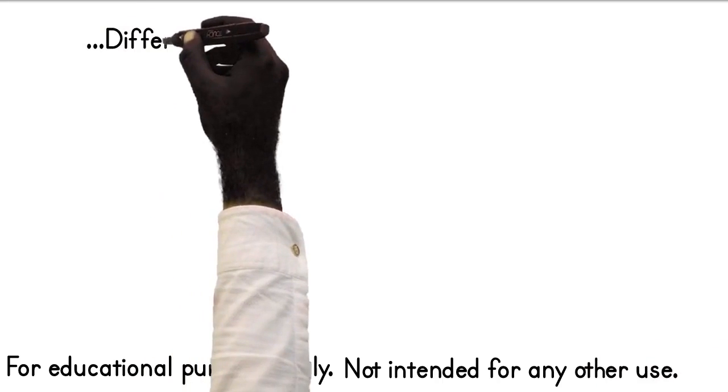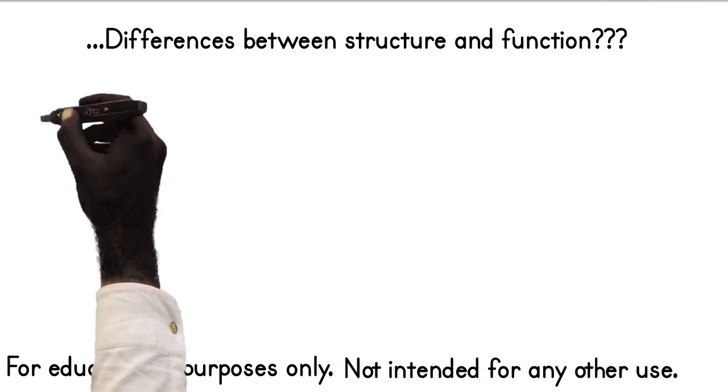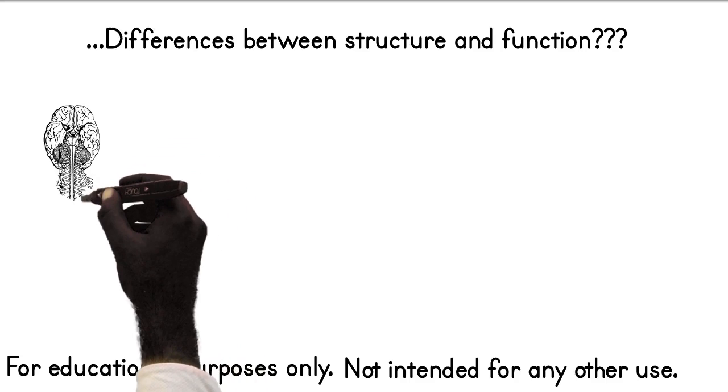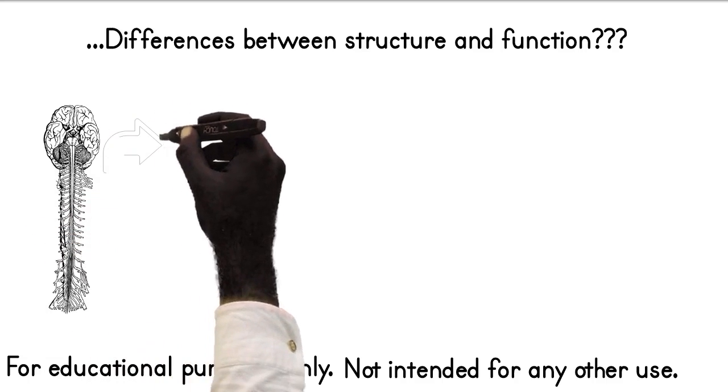Now that we've gotten a nice overview of the structures of the brain, let's now talk about how the structures of the brain are organized. So the structures of the brain can be organized either under a category of structural classification or under a category of functional classification based on what they do.